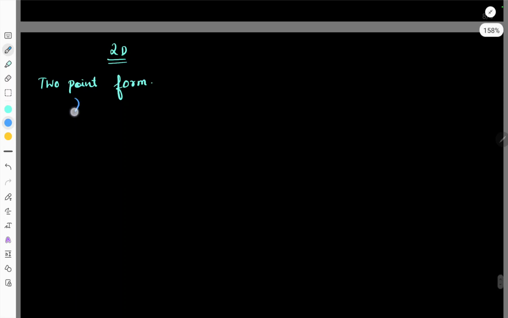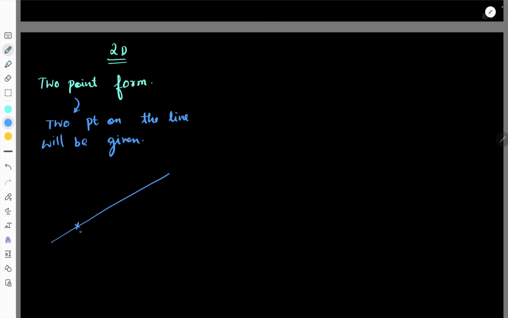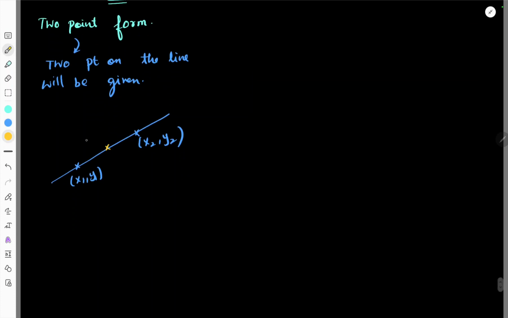The next thing here. So in 2D, the other form we have is the 2-point form. So what is the 2-point form? 2-point form is nothing but 2 points on the line will be given. Here slope is not given. If slope is not given, I can find the slope. This is x1 comma y1, this is x2 comma y2, and this general point I will take as x comma y. So x comma y is the moving point.